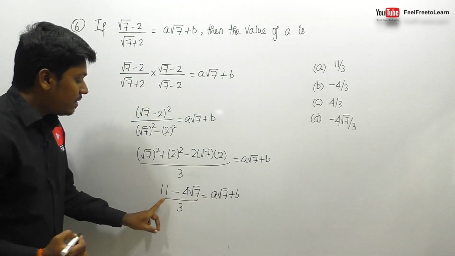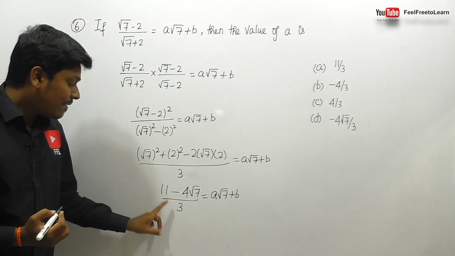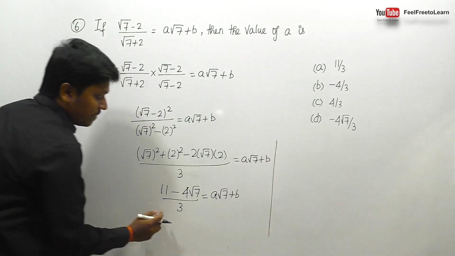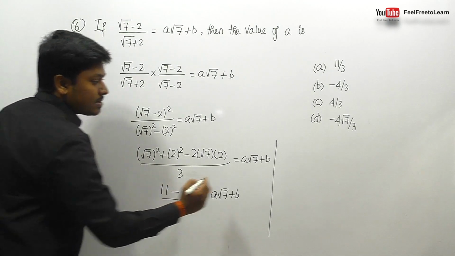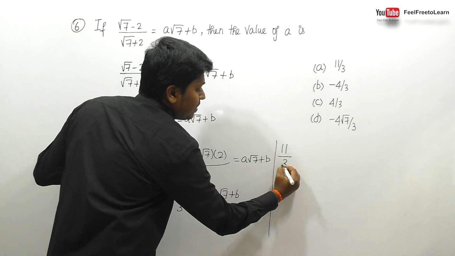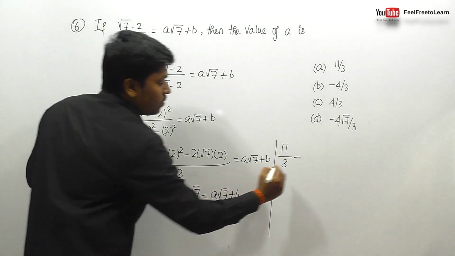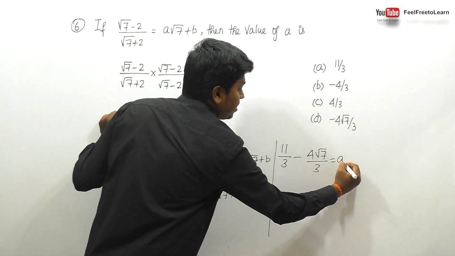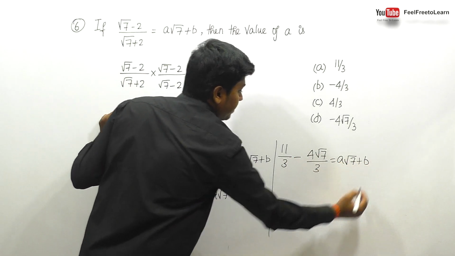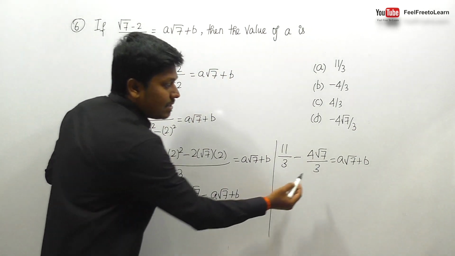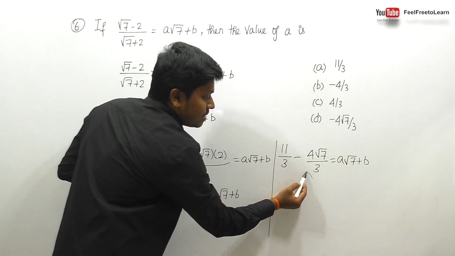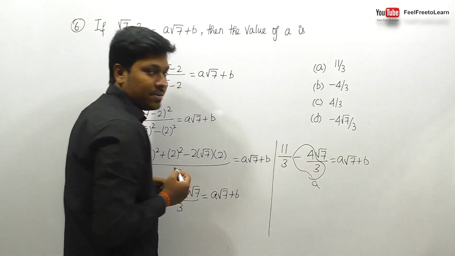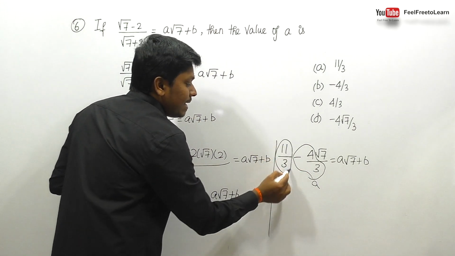So friends, listen carefully friends. This can be written as 11 by 3. Friends, listen here. So I'm just going to write this complete term as 11 divided by 3 minus 4 root 7 divided by 3, is equal to a root 7 plus b. So friends, finally we can say that, listen here friends, this can be done as minus 4 by 3 root 7 can be taken as a root 7, right? And the value of b will be 11 by 3.